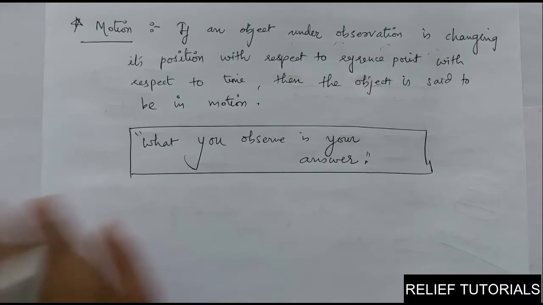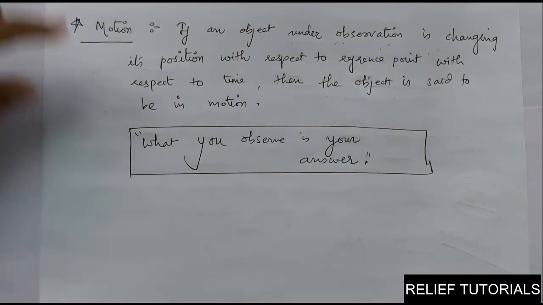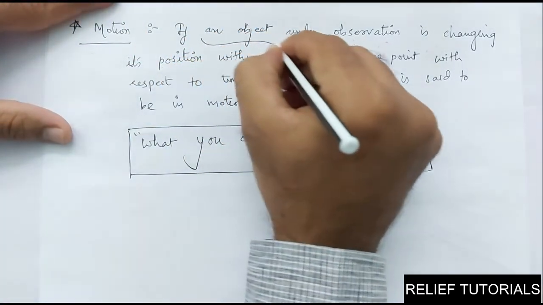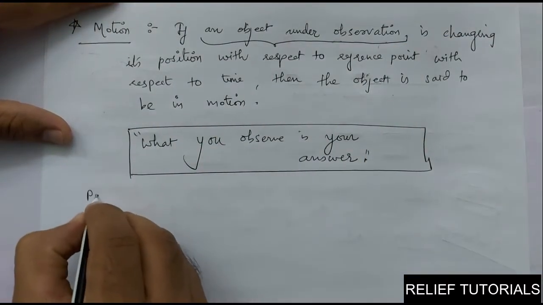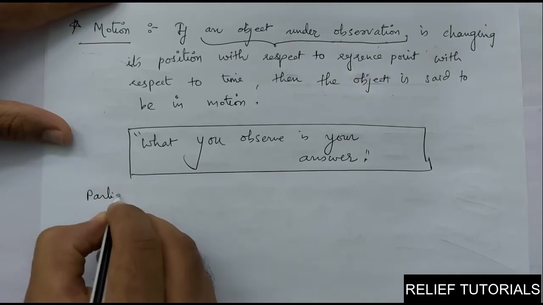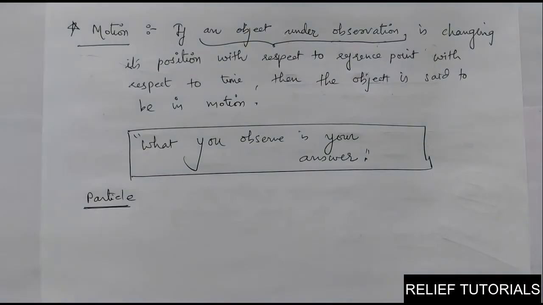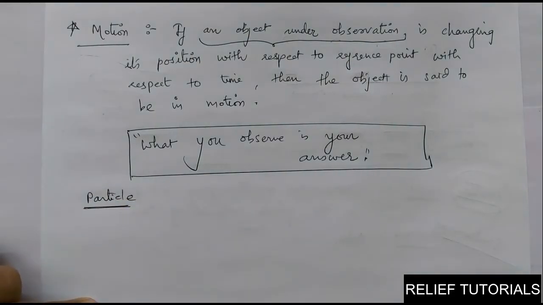Is that clear? So what do you mean? What is the definition of motion? That if an object under observation, let me make it somewhat simple. An object under observation. So the long word I have used, lengthy. One typical word used in physics particularly, particle. When we think about the word particle, what do you mean by particle? So obviously you assume that the small sized substance.